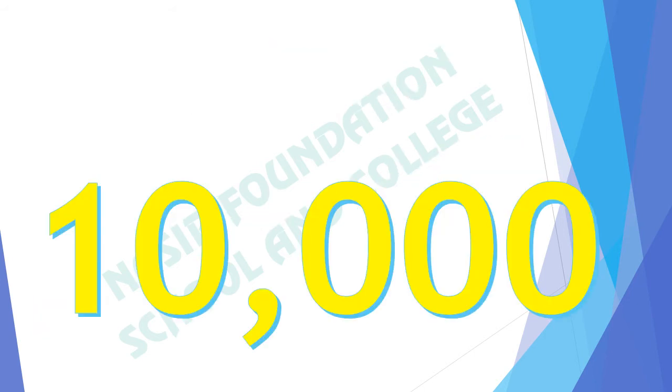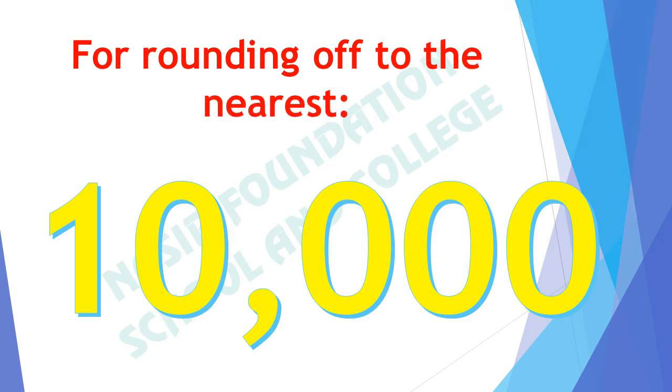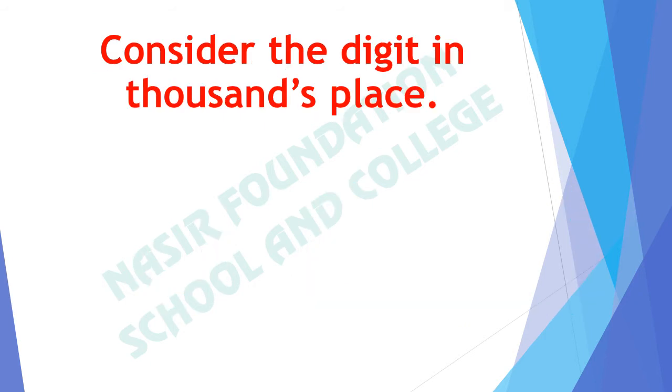If we want to round off a number to the nearest 10,000, what digit will we consider? Can you tell me? Let me tell you. If we want to round off a number to the nearest 10,000, we will consider the digit in thousands place.